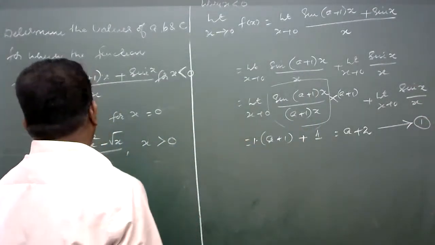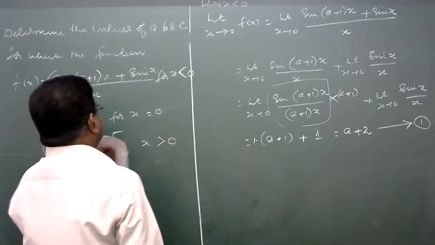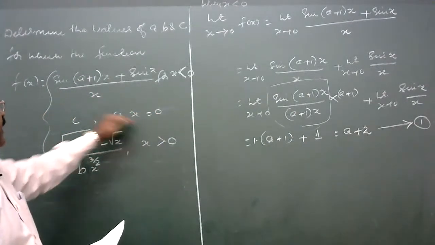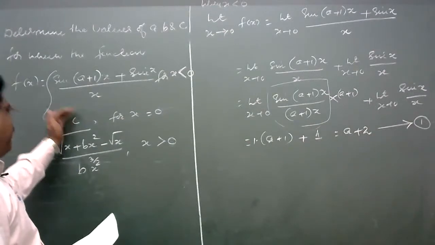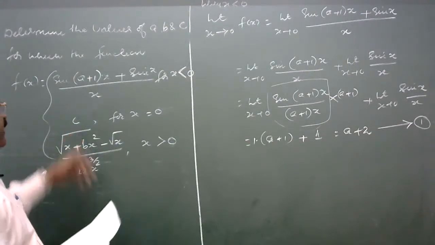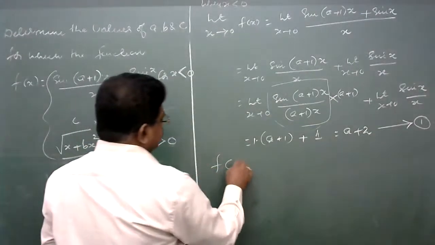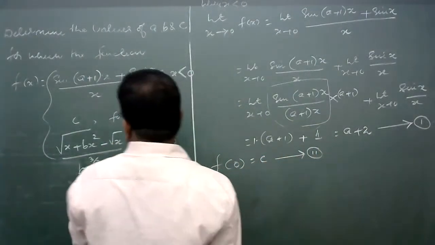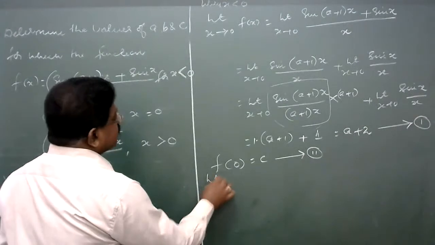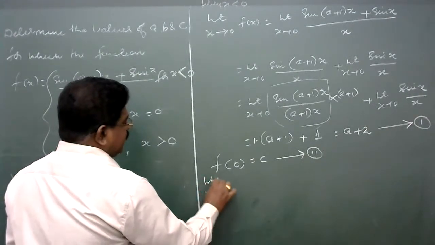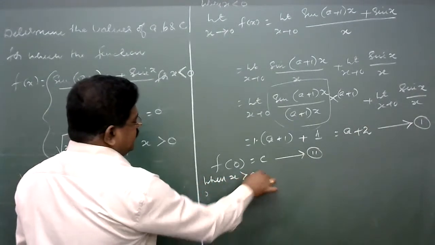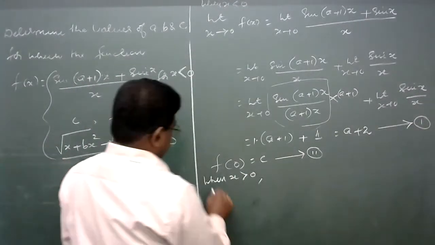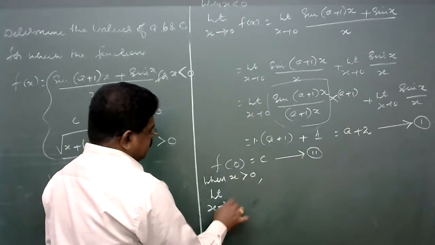Clear? So now, when x is equal to 0, the function f of x is c. That means f of 0 is equal to c. Keep it as 2. Now, the limit when x is greater than 0, when x is greater than 0, the limit x tends to 0.